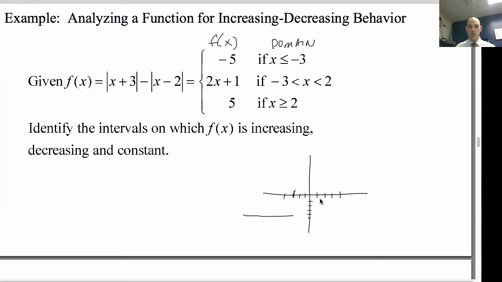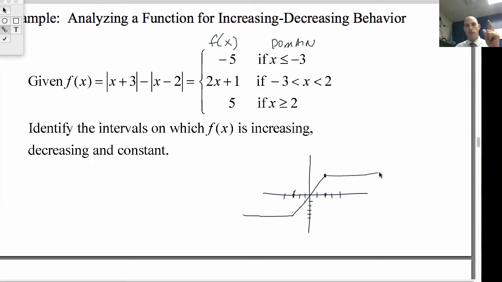From negative 3 to 2, this middle part here, it's 2x plus 1, so up 2 over 1, up 2 over 1. So it's going to end up like this. So it's 2x plus 1 literally on that interval between those two things. Okay? And x is equal to 5. I'm sorry, I messed that up. I drew my graph wrong. Should be up 2 over 1, up 2 over 1, up 2 over 1. So this is going to go all the way to 5. Super straight line. And then it's 5 when x is greater than or equal to 2.